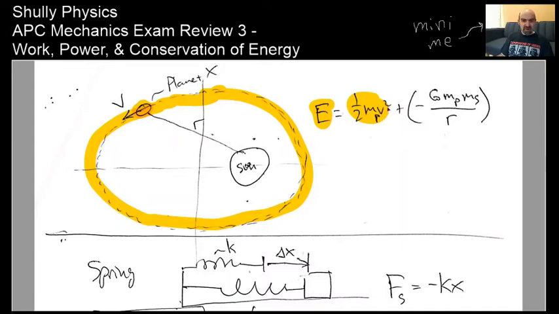So this is a positive value here. This is a positive kinetic energy. And we're going to add a negative, there's that negative again, that negative potential energy, G times the mass of the planet times the mass of the sun, divided by r. And this is how you would include it in a conservation of energy equation.